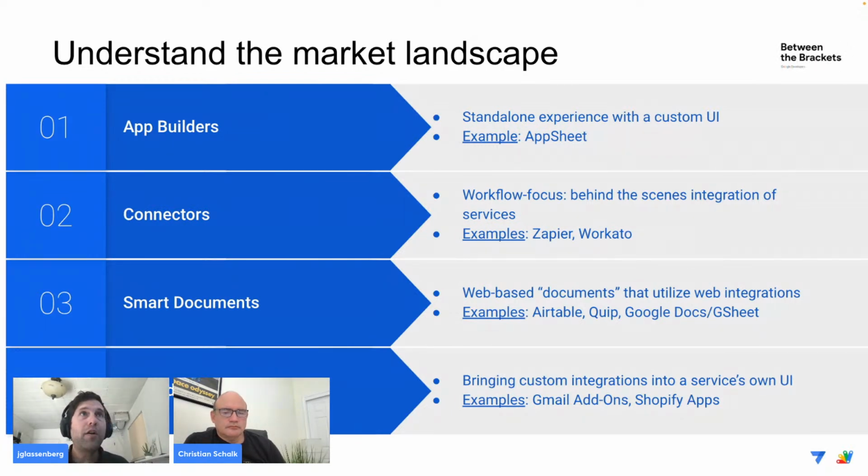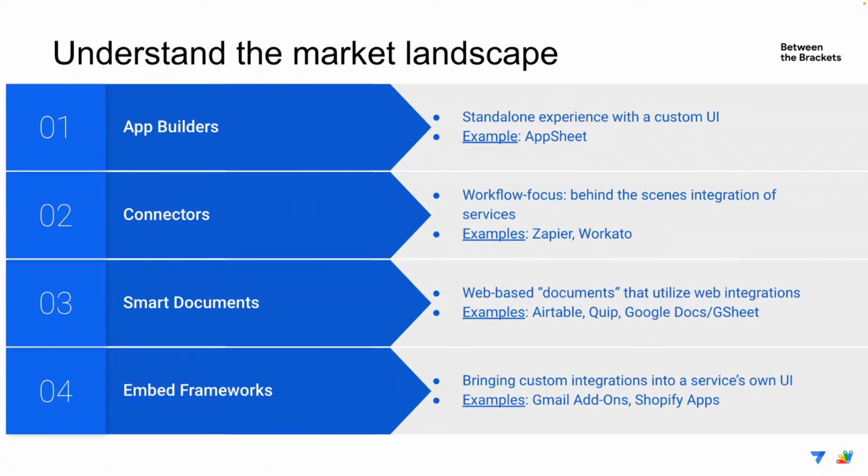And then finally, we have what I call the embed frameworks. This is basically when you're bringing third-party apps into your own interface, like Gmail's add-ons. So you can actually work with a third-party app inside of the Gmail interface. And when we look at this, okay, we can see that AppSheet clearly fits in the app builder space. What about these connectors, these smart documents, the embed framework?